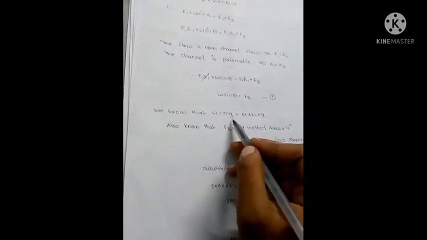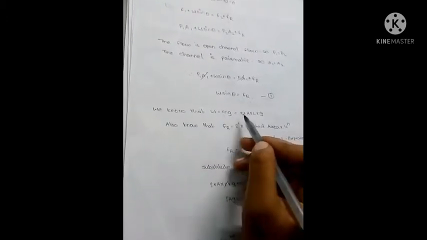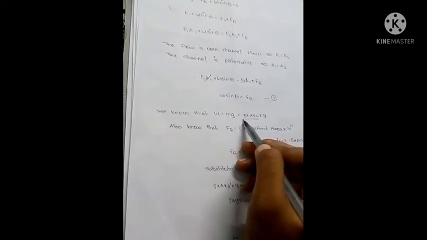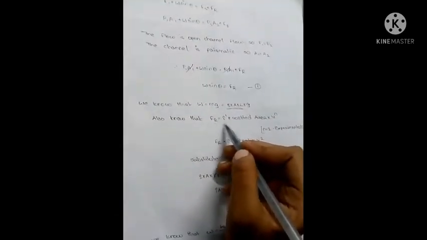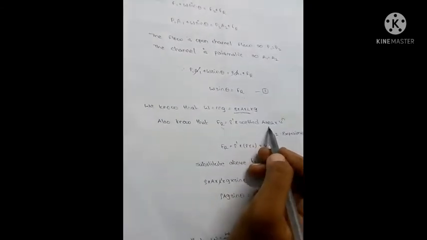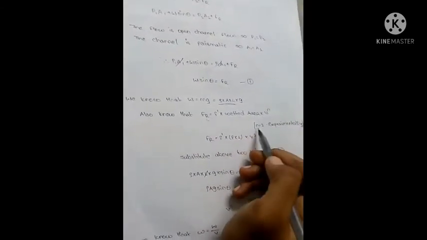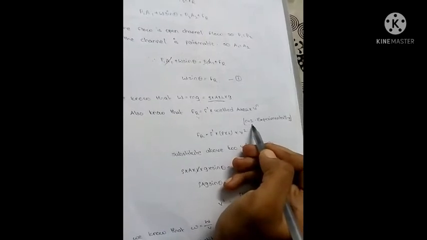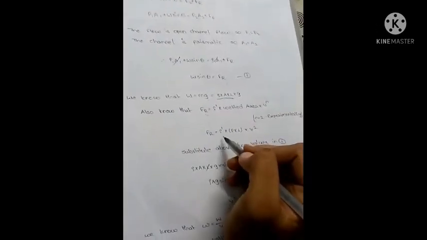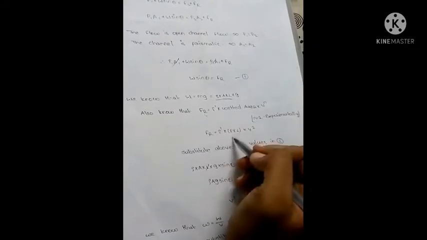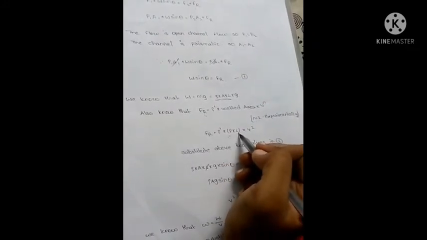Coming to the next, we know that W is equal to mg. What is m? Here it is rho A L. Next, coming to Fr, we know that Fr is equal to F dash into wetted area into V power n. Here n is equal to 2, which we get experimentally. So I write this as F dash into wetted area, which is P into L, perimeter into length, into V square.